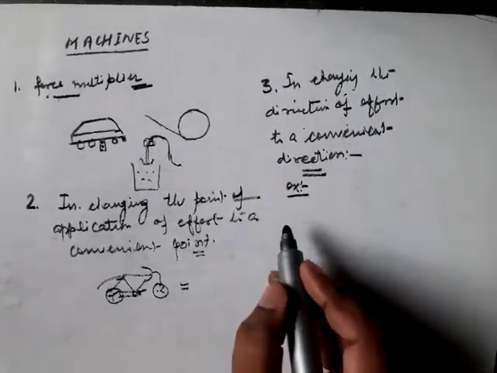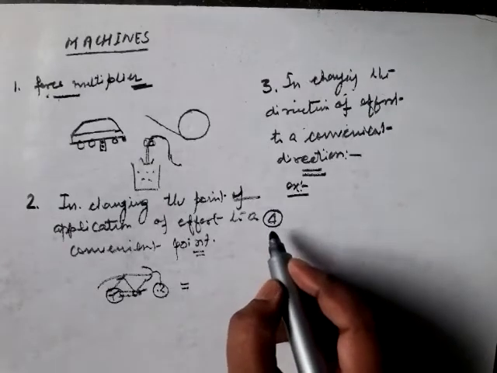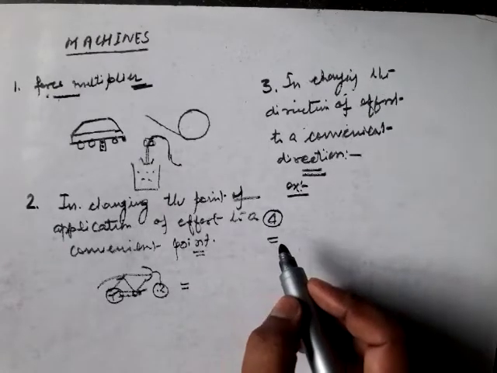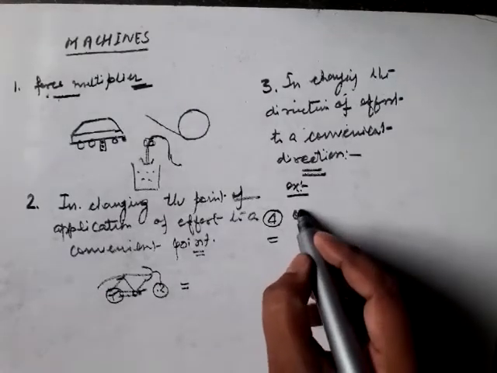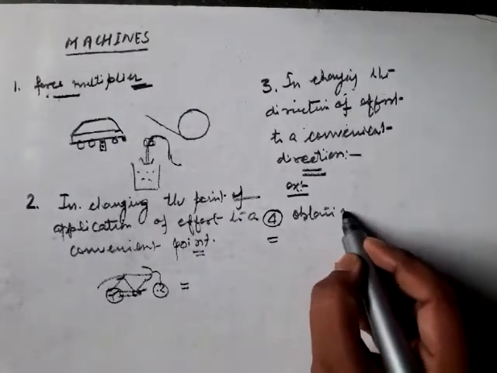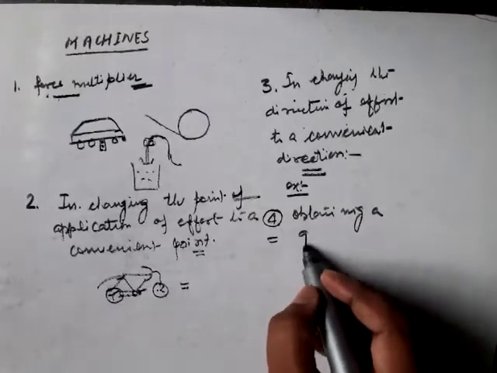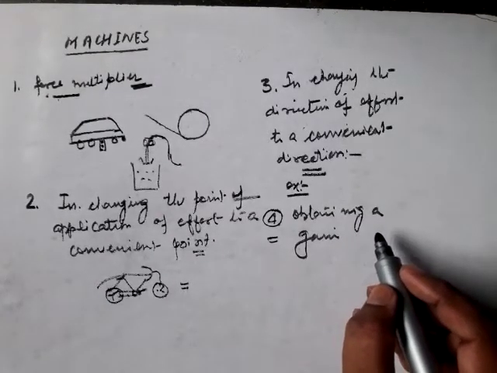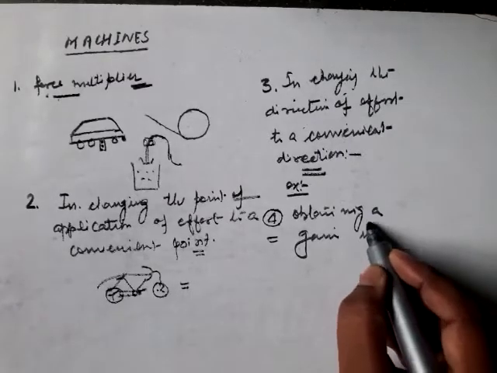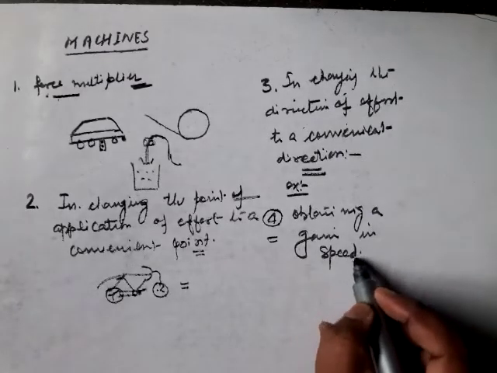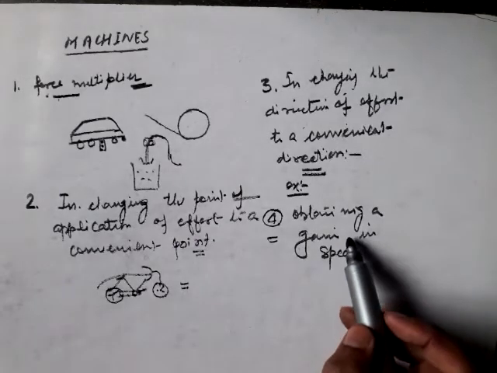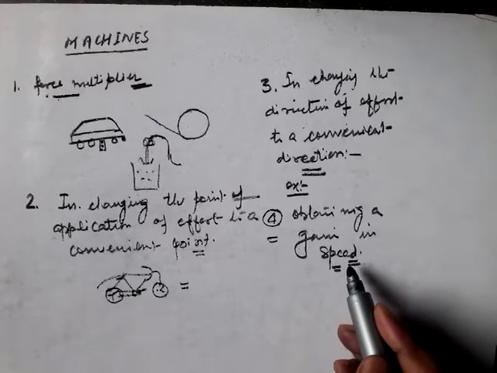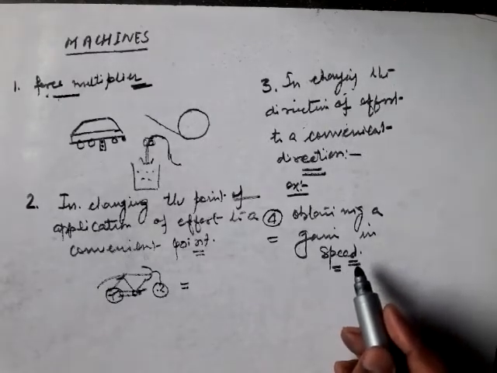And we can take one more advantage: machines are also helpful in obtaining a gain in speed. What does it mean? It means machines are helpful in obtaining a gain in speed. We can take the example of scissors.